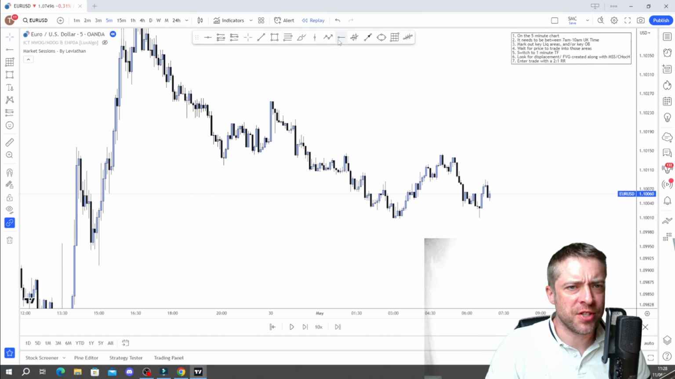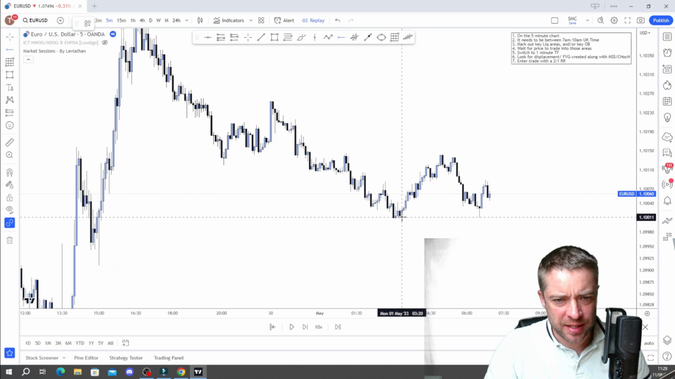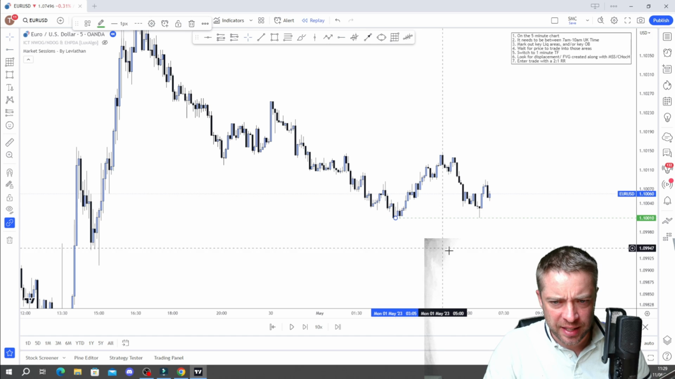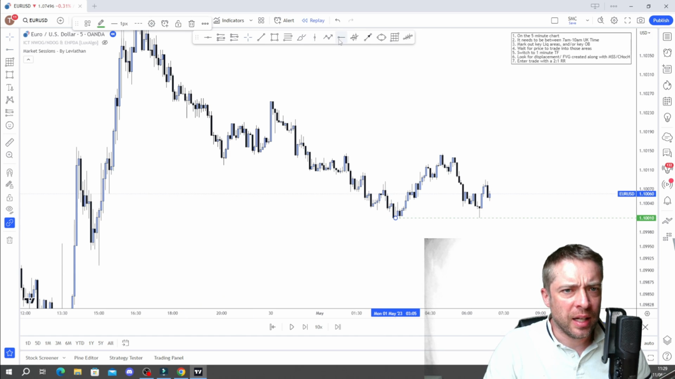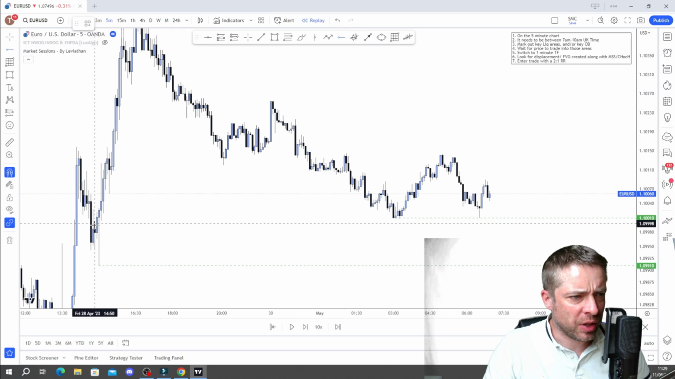So let's mark up our zones, our key areas. Well, we've got one here, haven't we? Look at this. Would you say that's a key zone? I would definitely say that that is a key zone. What else have we got? We've got that down there. We also have an order block that I would mark up here and here.